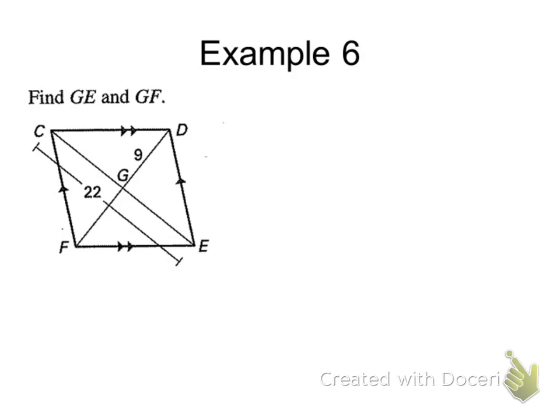Again, you already have one of these in your notes, so if you want to just sit back and watch on this one, that would be fine. Here we have GE that we're looking for, and we're given the entire length of that diagonal CE. So if the whole thing is 22, what's just this little guy?